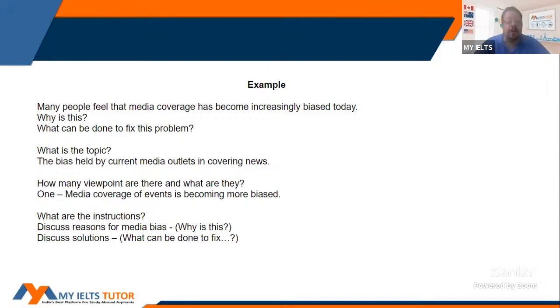Here, many people feel that media coverage has become increasingly biased today. Why is this? What can be done to fix the problem? So this is important. This is another type of essay prompt that you are likely to get from IELTS.